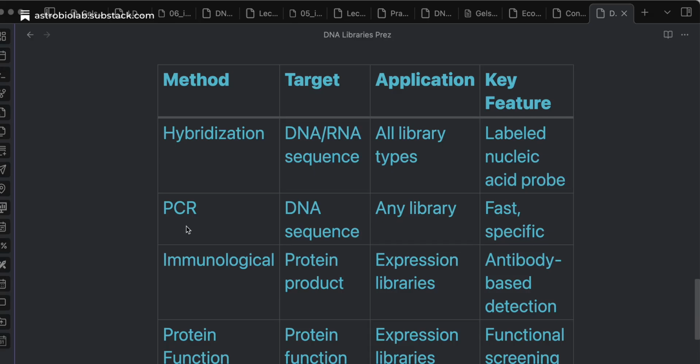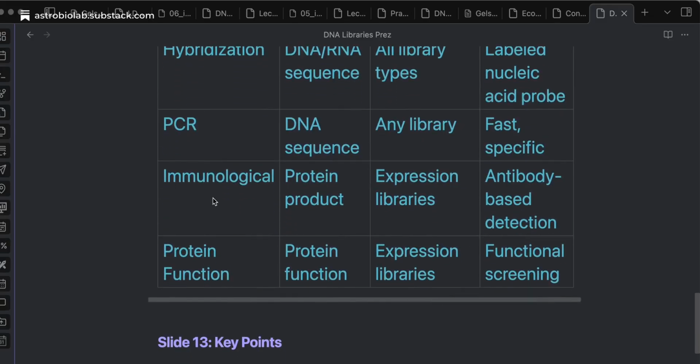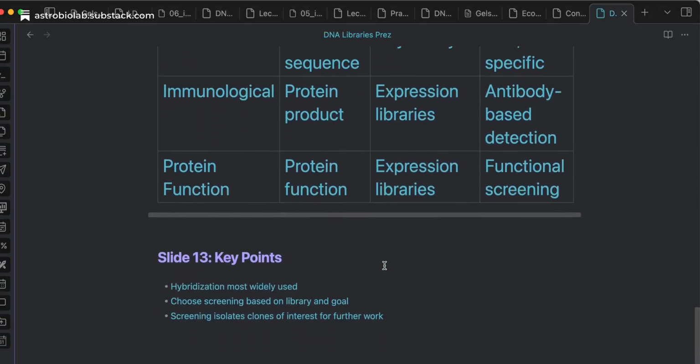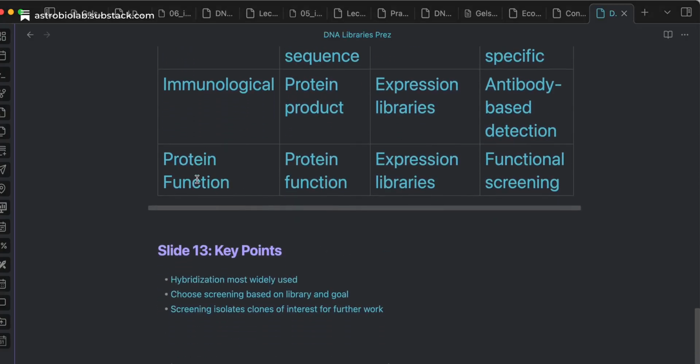You can have PCR screening, where you're using a DNA sequence, and this can work on any library. It's fast and it's very specific. You can use immunological screening, where you need a protein product, and this only works on expression libraries, and you need an antibody. It's protein-protein interaction, antibody-based detection.